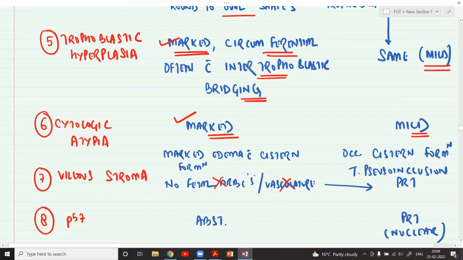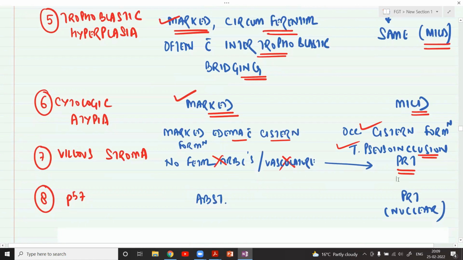Okay, in case of complete mole, there will be marked edema with cistern formation. Whereas in case of partial mole, only occasional cistern formation is there. Trophoblastic pseudo inclusion is present over here in partial mole. Okay, and very importantly, the P57 staining is absent in case of complete mole, whereas it is present and it is nuclear staining in case of partial mole.